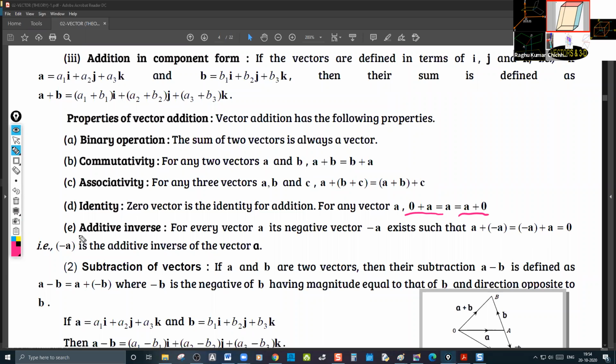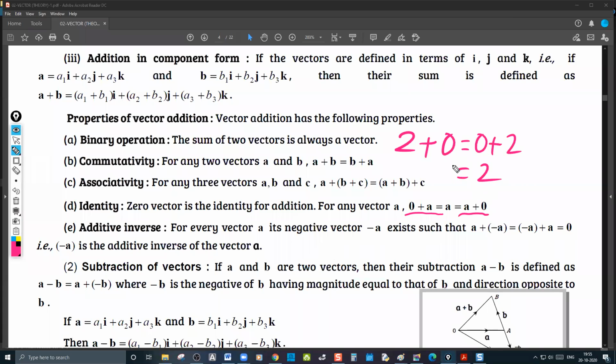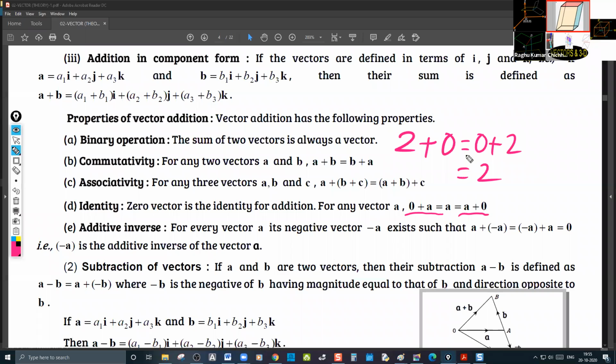Similarly, additive inverse, like in the real number system also, you know that. For example, if I take a real number 2, what is the additive identity of the real number system? 2 plus 0 is equal to 0 plus 2 is equal to 2. So 0 is the additive identity in the real number system. Similarly, 0 bar, because it is given in bold letters, bold letters means it is a vector, 0 bar is the additive identity in the vector system.